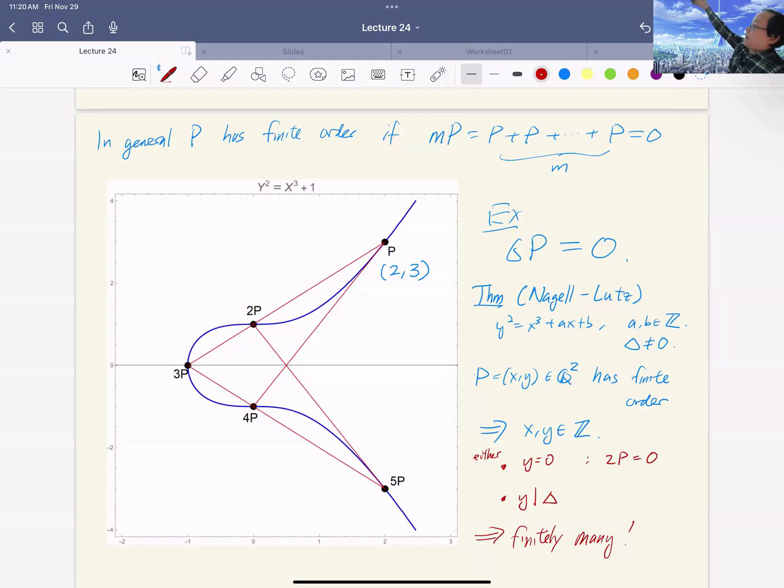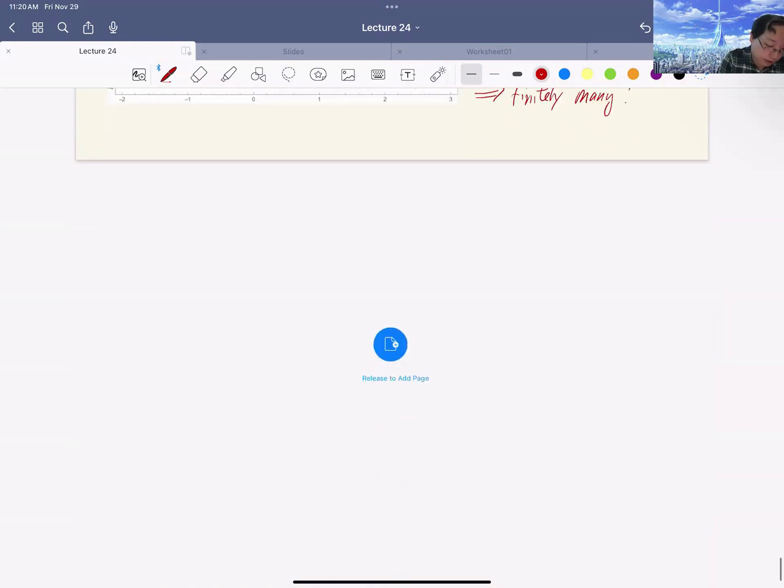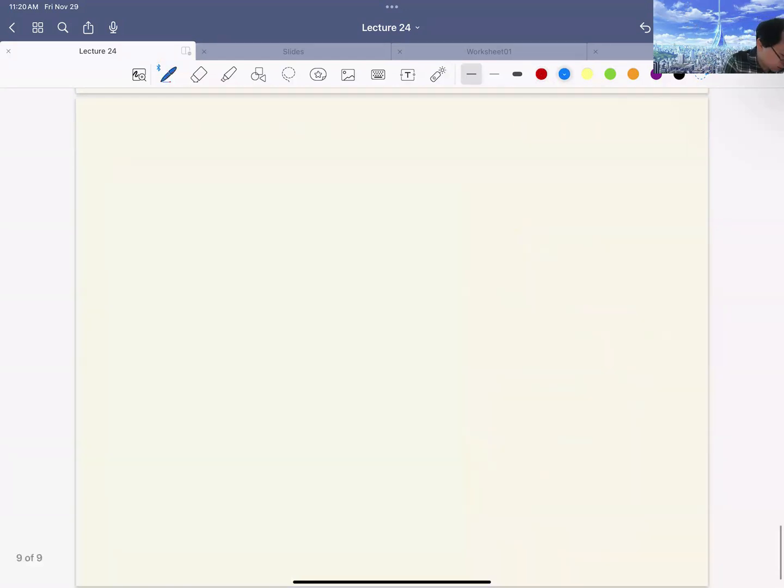But that means all the other rational points must have infinite order, right? So you keep doing P, 2P, 3P, 4P, 5P, and so on. You never get back 0. So this is the main theorem before the break. So this is the Mordell theorem for elliptic curves.